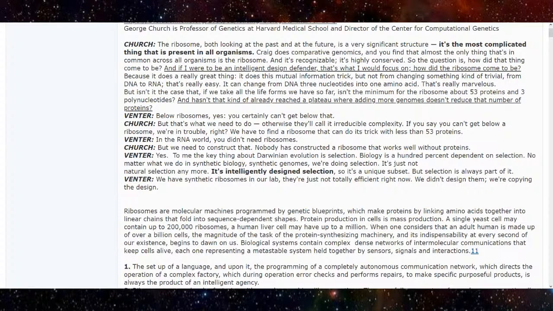Yes. To me, the key thing about Darwinian evolution is selection. Biology is 100% dependent on selection. No matter what we do in synthetic biology, synthetic genomes, we're doing selection. It's just not natural selection anymore. It's intelligently designed selection. So it's a unique subset, but selection is always part of it. We have synthetic ribosomes in our lab. They're just not totally efficient right now. We didn't design them. We're copying the design.